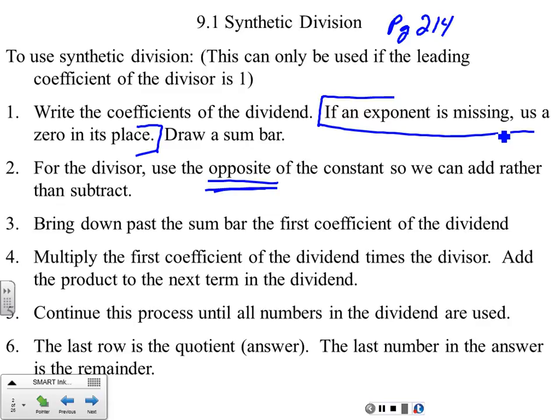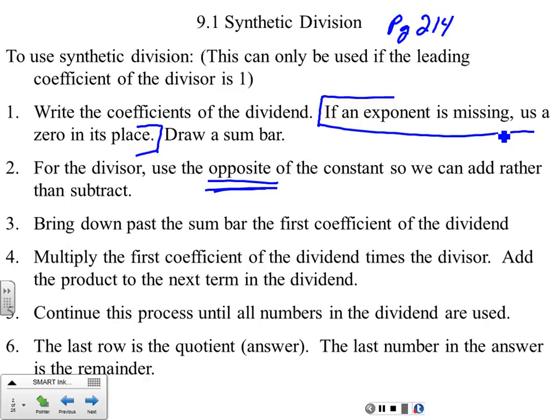And then what you're going to do is multiply the first coefficient that you just brought down times that divisor number. So look, in the middle of the page, negative 2 times 2 is negative 4, and you see they put that negative 4 underneath that next number. That's what you're going to do. Multiply the first coefficient of the dividend times the divisor, and add the product to the next term in the dividend. And then number 5, continue the process until all the numbers in the dividend are used.